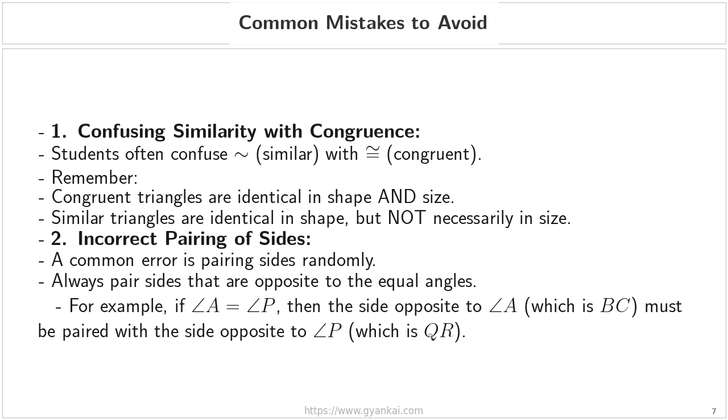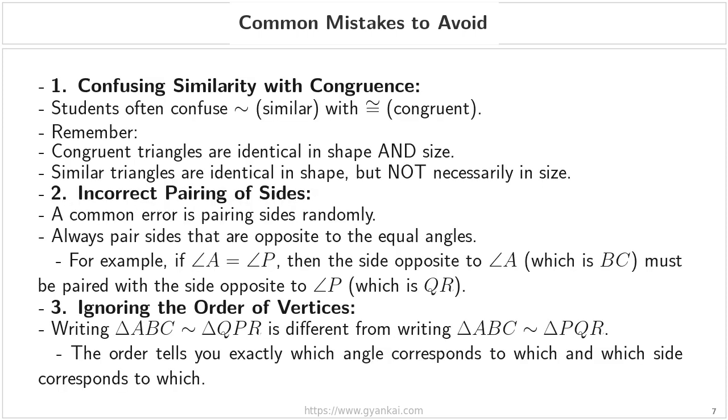Second, be very careful not to pair your sides incorrectly. A common error is to pick sides at random and try to create a ratio. To avoid this, always pair sides that are opposite to the equal angles. For example, if we have established that angle A is equal to angle P, then the side directly across from angle A, which is side BC, must be paired with the side across from angle P, which is side QR. If you don't follow this rule, your scale factor calculations will be incorrect.